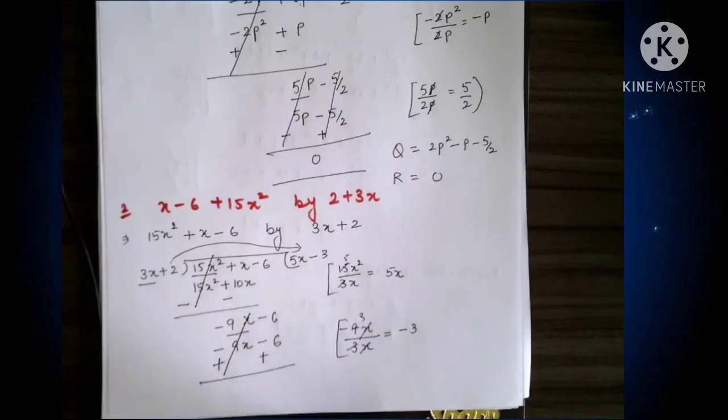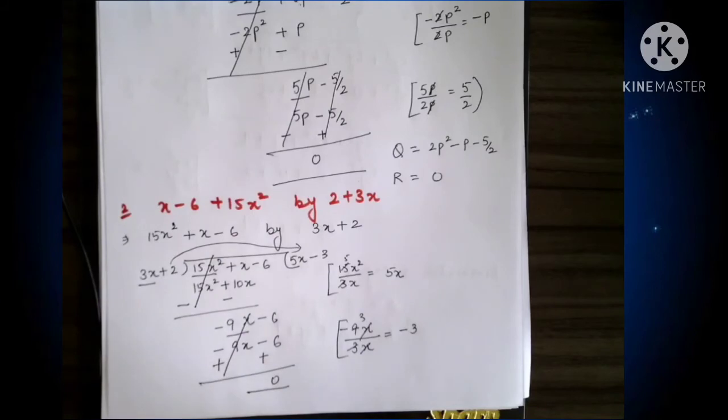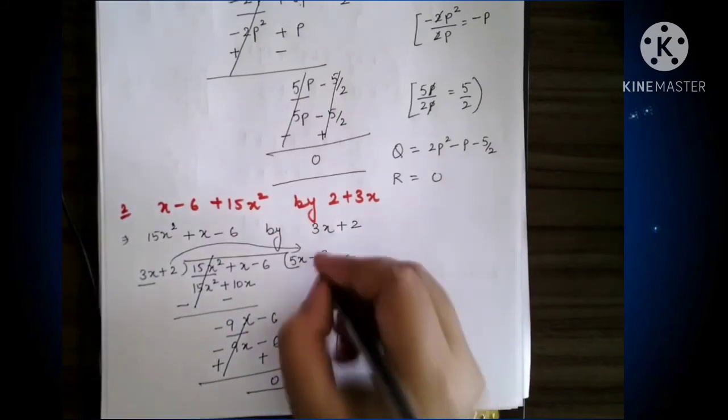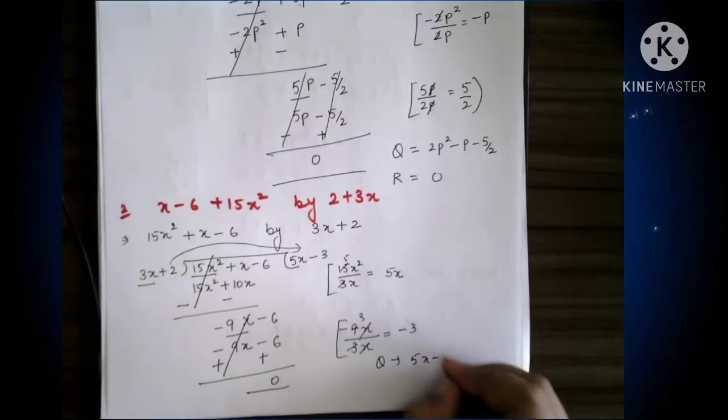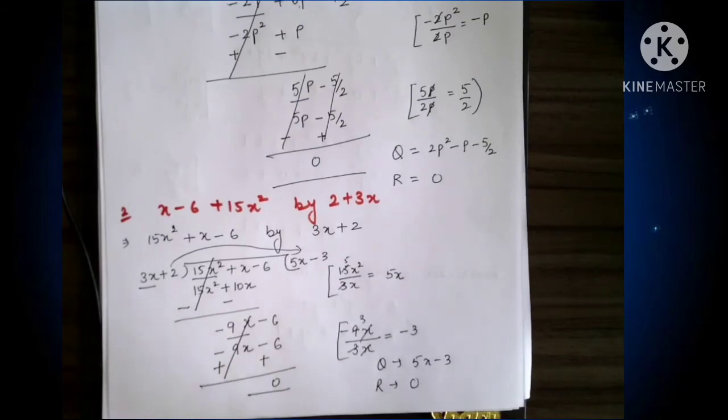Minus 9, the first term cancels. This is your minus x plus 6x. Minus x plus x becomes 0. So division is over. Can you tell me what is the quotient? It is your 5x minus 3. And the remainder is 0. Everyone must definitely mention this later.